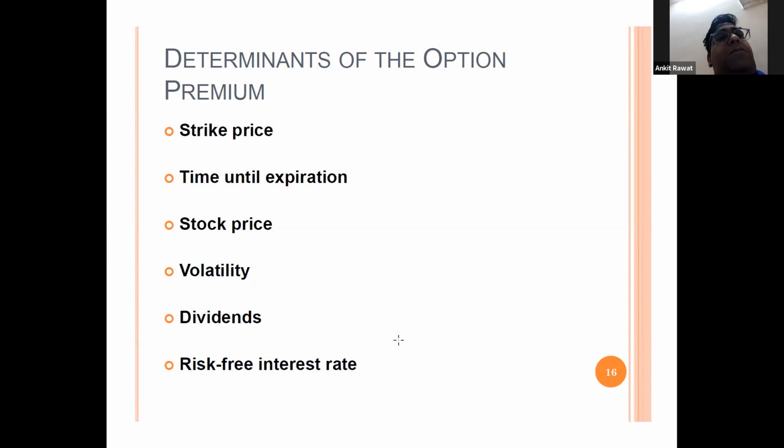The risk-free interest rate, there are multiple sources from which you can get this data, and ideally you should use the risk-free interest rate for each tranche.